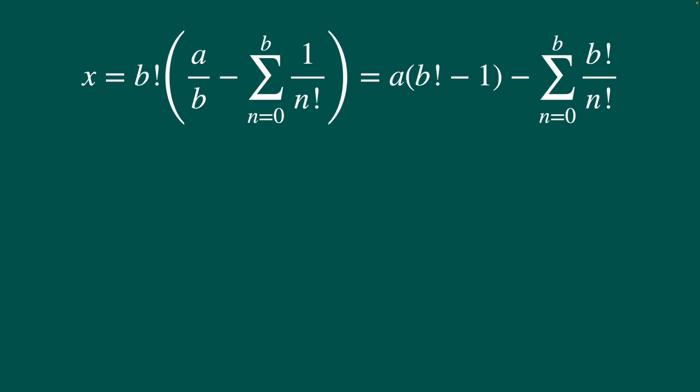factorial, like we do in this right equality here, we see that x is actually an integer since the first term is an integer. And then every fraction in the sum is actually an integer as well because n is less than or equal to b for each term.